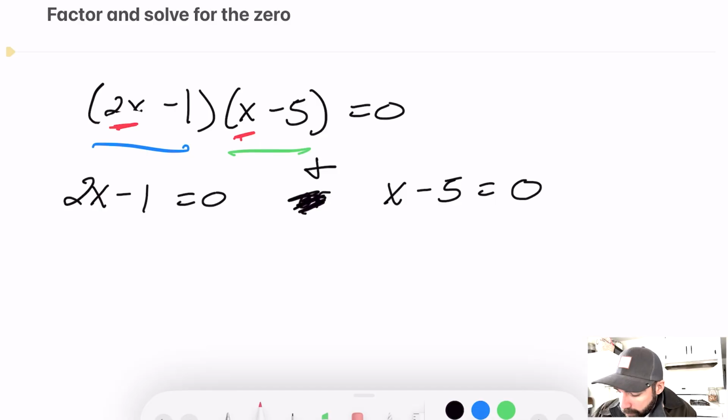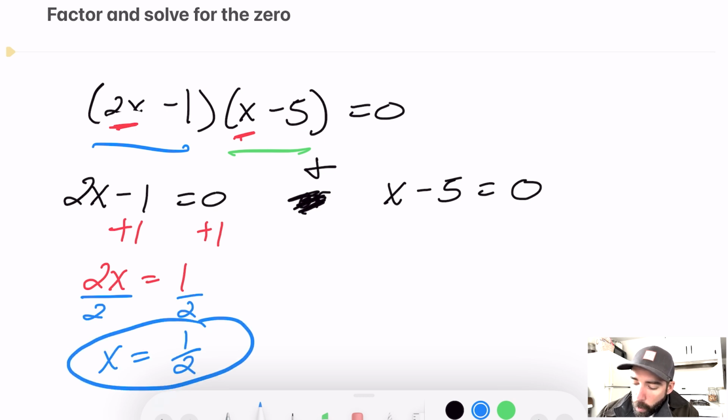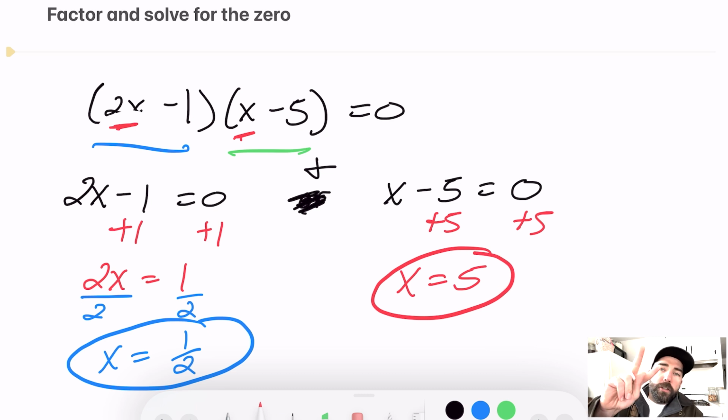Here we go. Solve for x. Add 1, add 1. 2x equals 1. Let's change colors. Divide by 2, divide by 2. x equals 1/2. Boom, there's one answer. Second answer, add 5, x equals 5. We have two answers. We had two factors. When x is equal to 1/2, our answer is 0. When x is equal to 5, our answer is 0.